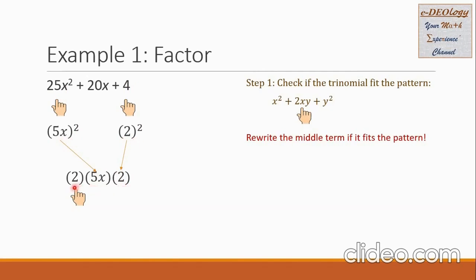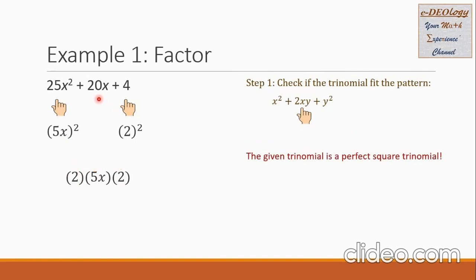For the middle term 20x, first let us write the 5x here and the number 2, and these are the bases of the first and the third terms respectively. And then we will multiply by 2, and this number 2 is always constant. When we multiply these 3 factors here, we are hoping that the answer will be the middle term. So 2 times 5x times 2 will give us that positive 20x. So it means this given trinomial is a perfect square trinomial.